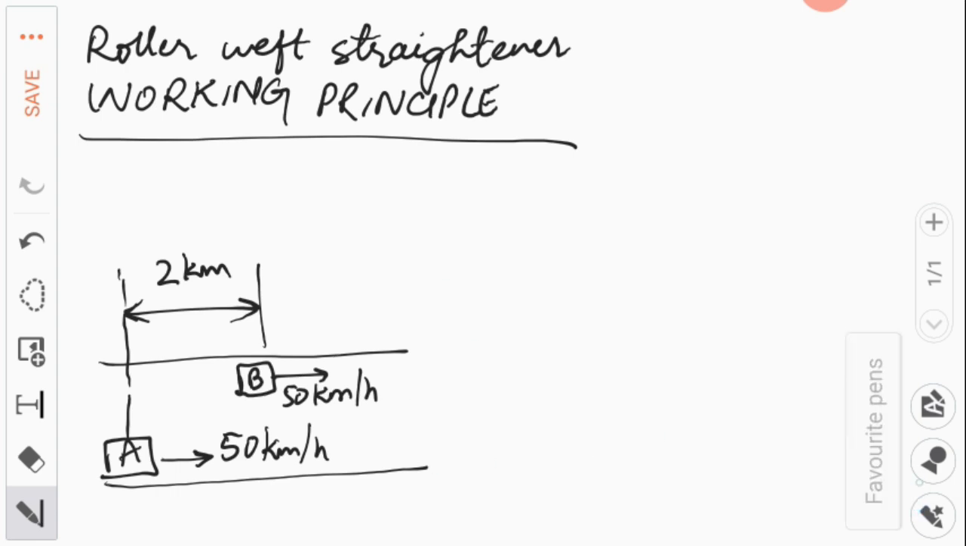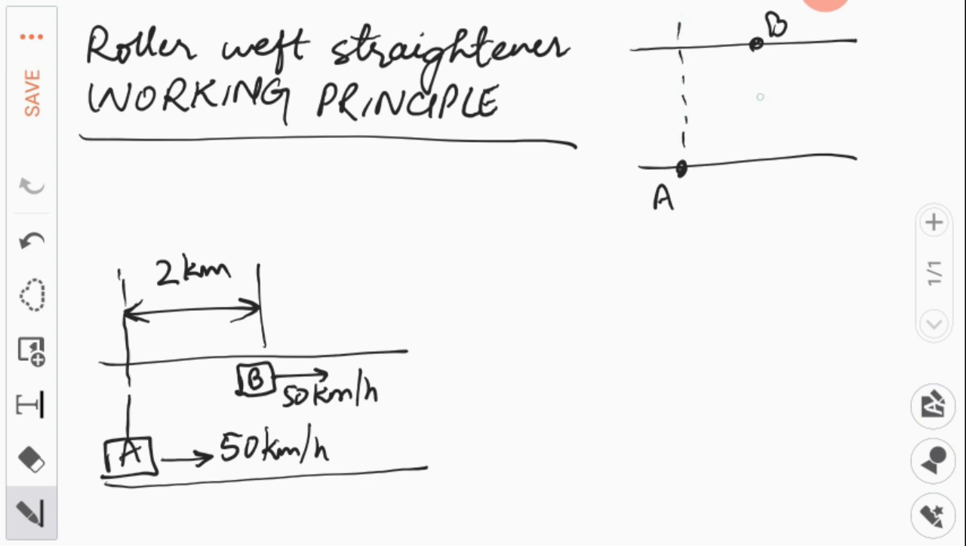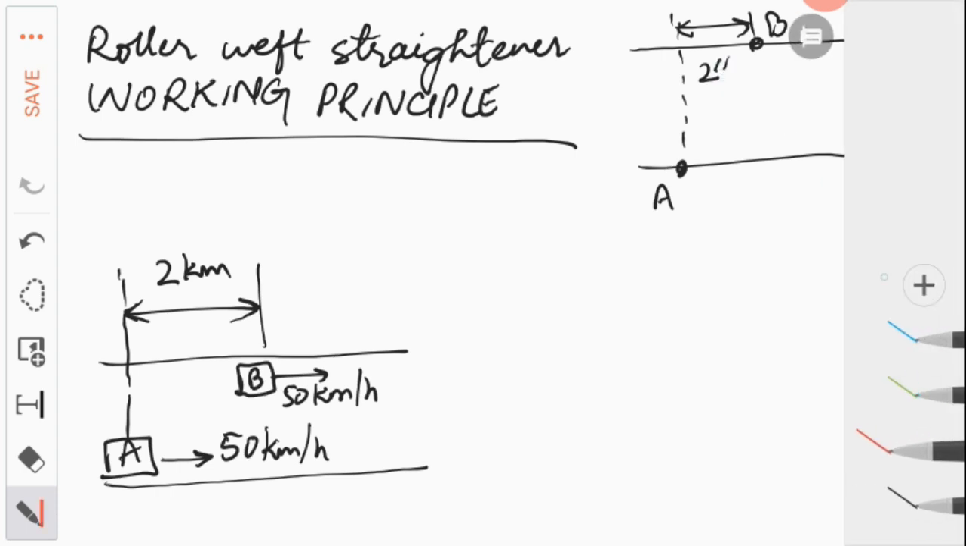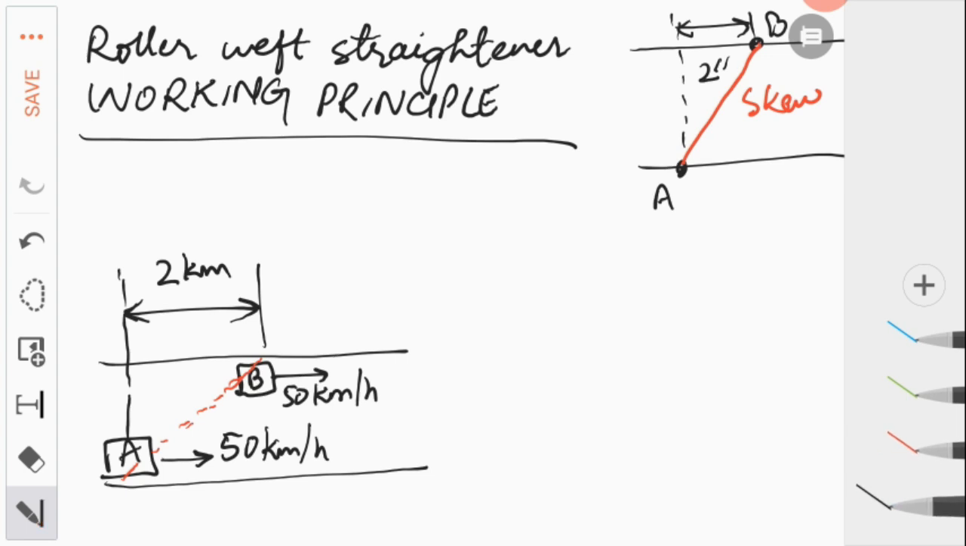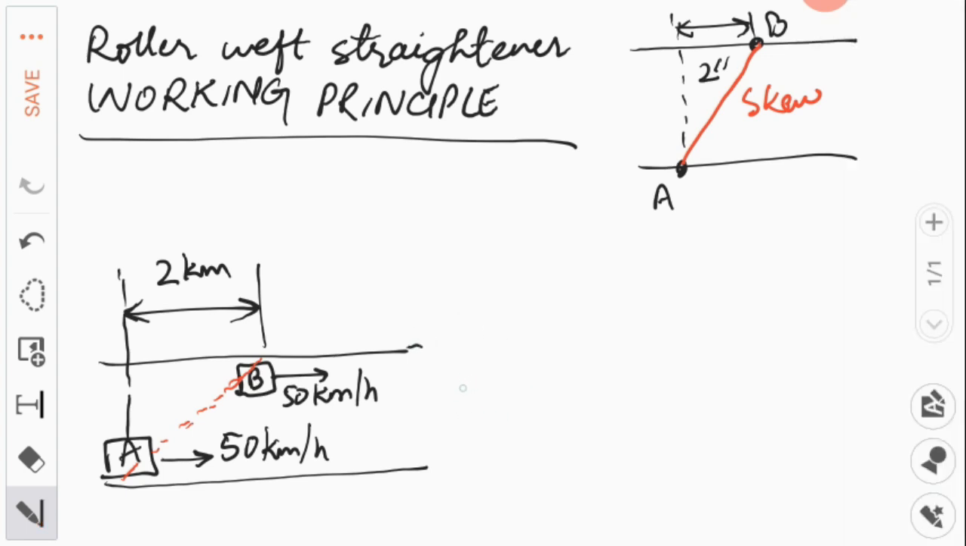Now you can relate this diagram with a fabric, let's say. So the road is actually a fabric, and the two cars are 2 points on a weft thread, let's say. So now point B is, let's say, 2 inches ahead of point A. It cannot be 2 kilometers, of course, in case of a weft thread. So let's say it's 2 inches, point B is 2 inches ahead of point A. So that becomes the skew, of course, as shown here by the red dotted line also. So there is a skew between the positions of B and A.